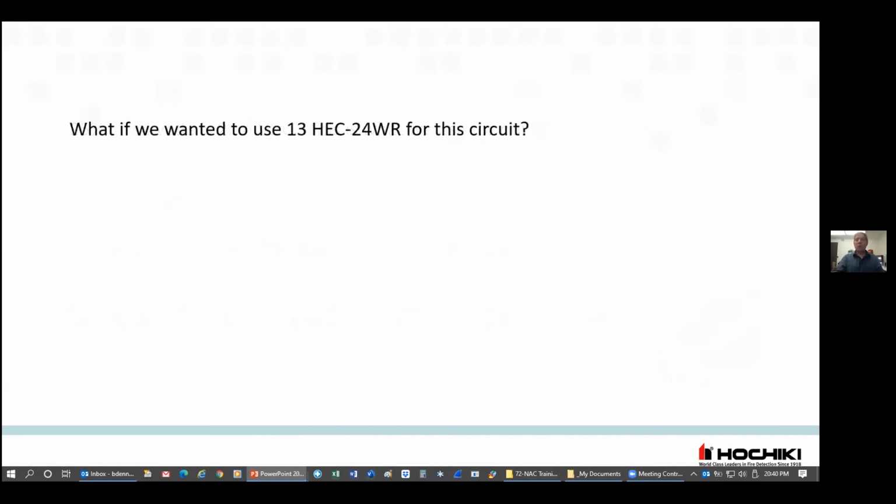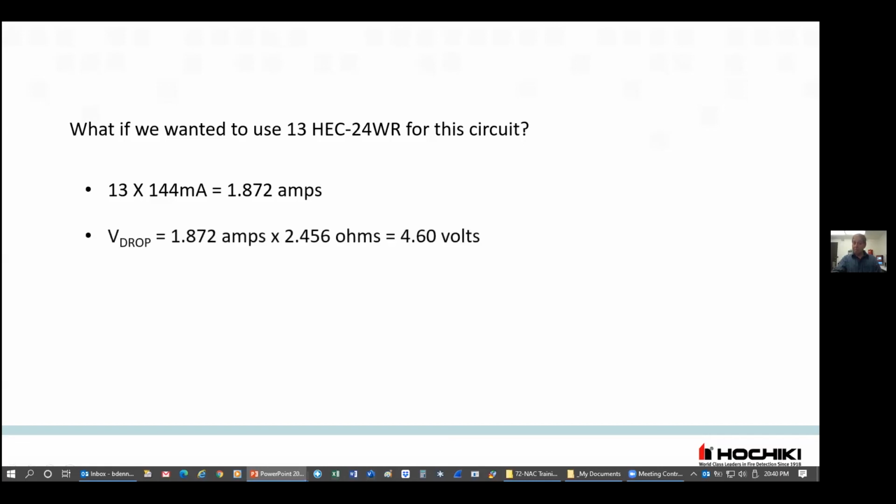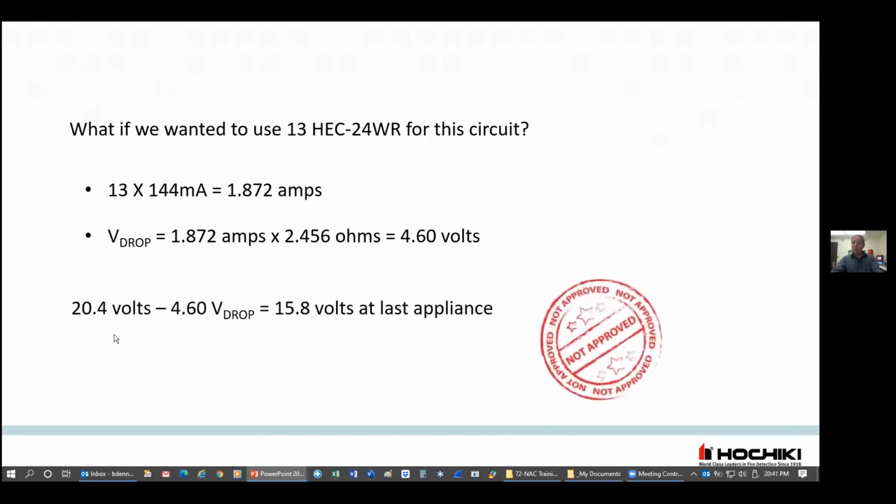But what if we wanted to use 13 of the same appliance for our circuit? Well, 13 times 144 milliamps is 1.872 amps. 1.872 amps multiplied by our 800 feet of wire, voltage drop is 4.6 volts. 20.4 minus 4.6, I only have 15.8 volts. Remember, the minimum voltage is 16 volts.